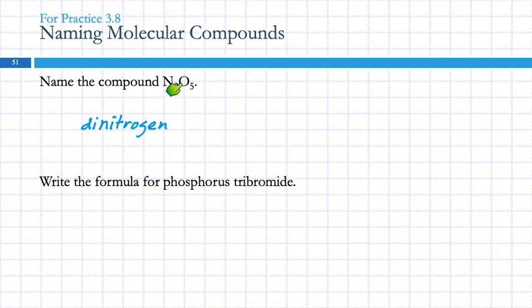And then this element is oxygen, but she's being the female in this relationship, so she's going to change the ending of her name, as if she was an ion, even though she isn't. So that would be oxide, right? And then we need a prefix to tell us how many. Penta. Pentaoxide.